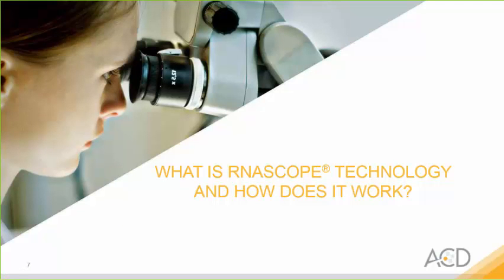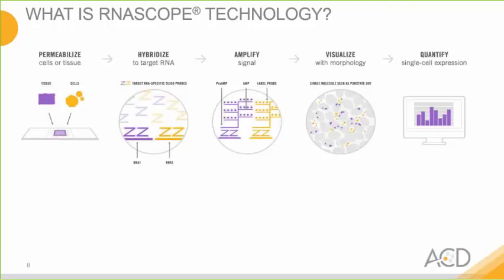So what is RNAscope technology? It's a novel in situ hybridization technology. On a very high level, the workflow is very similar to IHC or traditional ISH. The assay starts with permeabilized tissue to allow the target probe to penetrate into the cell and bind to the target sequence. The specific sequence recognized by the RNAscope probe will then get amplified through an amplification cascade. The signal can then be visualized under the microscope.